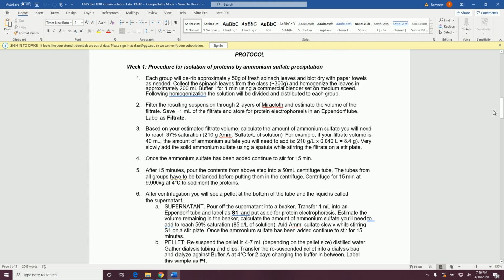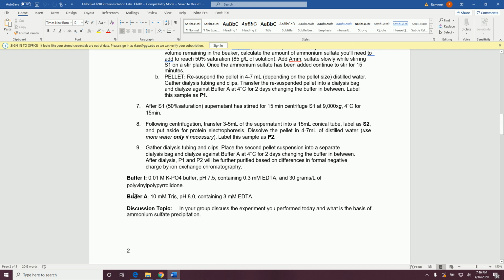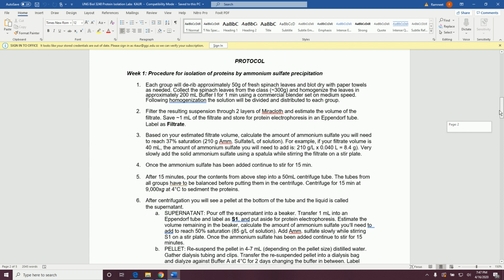Let's first talk about what you would have done during the first week. The first week you would have isolated proteins, a mixture of proteins from spinach, by using ammonium sulfate precipitation. For that, you would have taken 50 grams of the spinach, and we have two buffers here. One is buffer I, another is buffer A. Buffer I has potassium phosphate buffer, it contains EDTA, and it contains polyvinyl polypyrrolidone. Then we have buffer A, which contains Tris and EDTA.